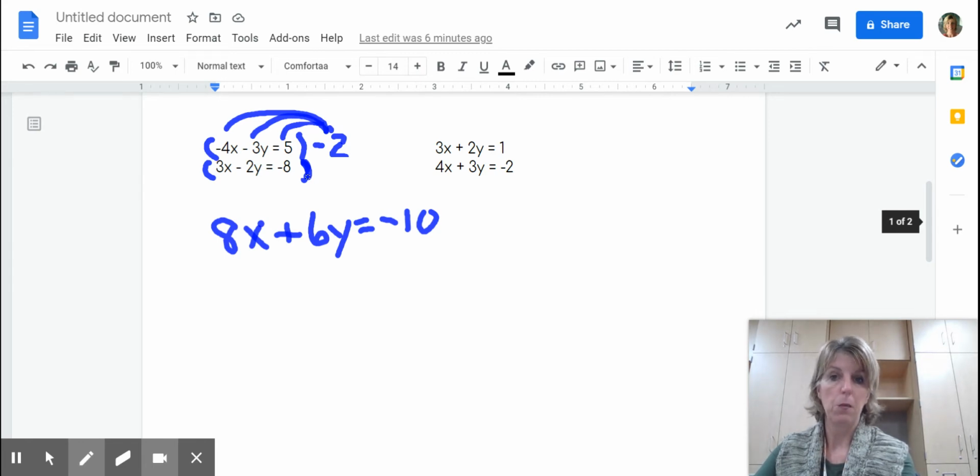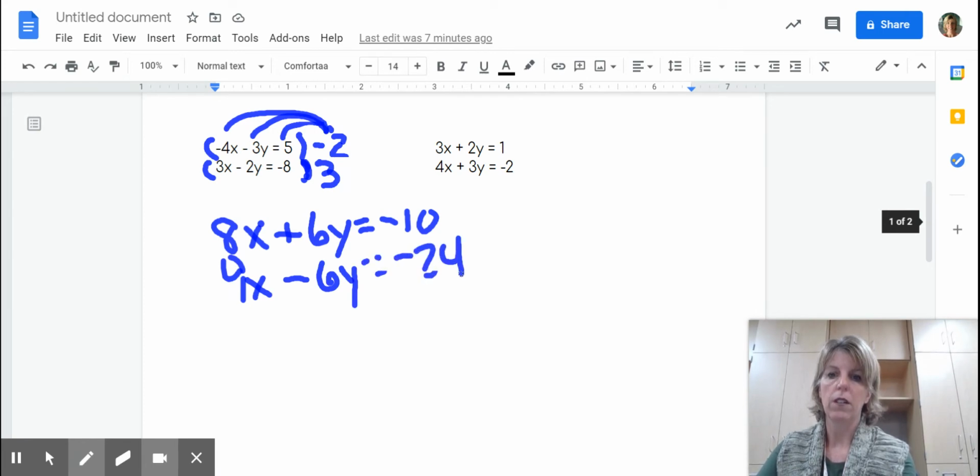You see it? It'd be 3, right? If I multiply that line by 3, it's going to make that y value -6, which is the opposite of what I have right now. So it will make the y go away. That's what I'm trying to do, eliminate one of the variables. So let's multiply that. I'm going to get 9x minus 6y equals -24 all the way across. Oh, that was 9. I couldn't read my own handwriting for a second there.